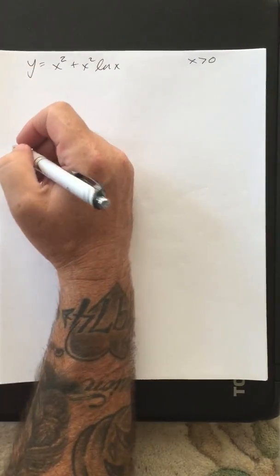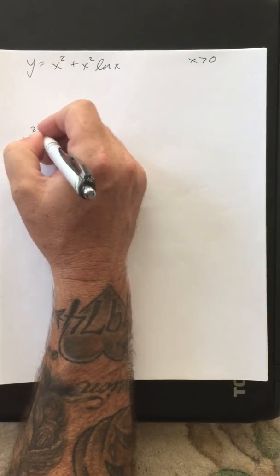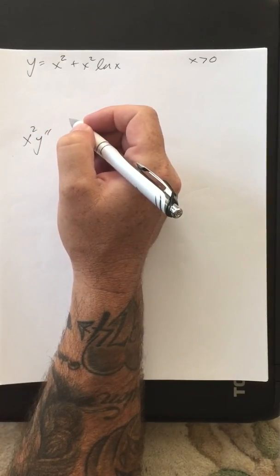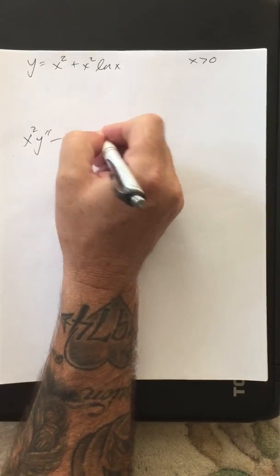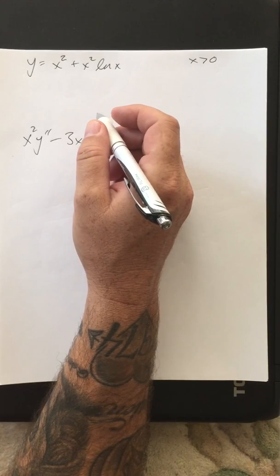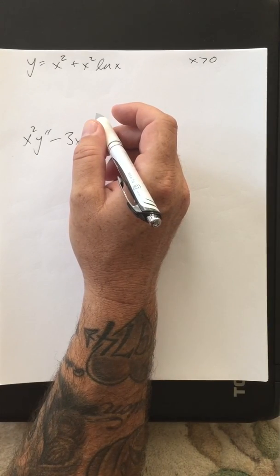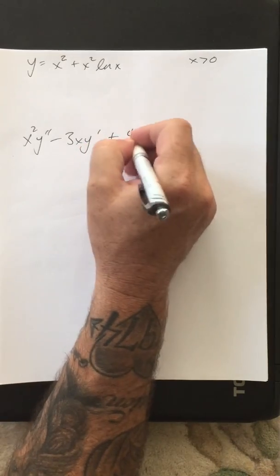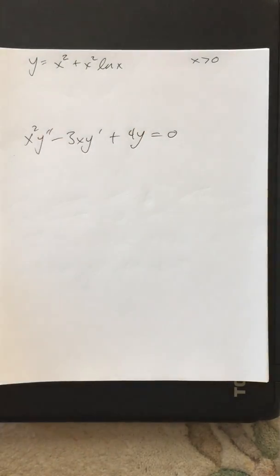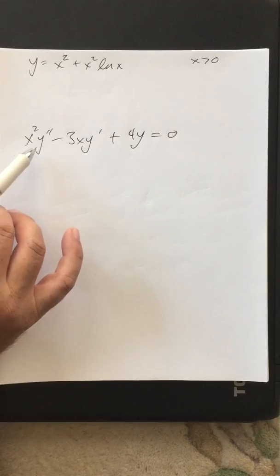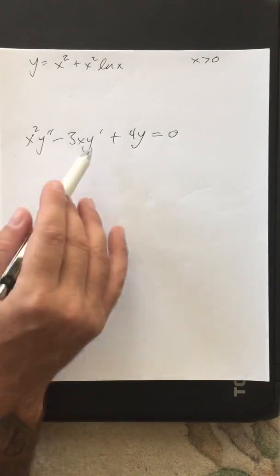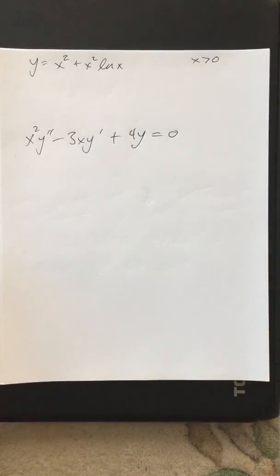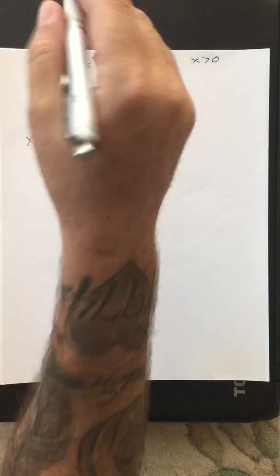Now let's look at our differential equation. We have x squared y double prime minus 3x y prime plus 4y equals 0. So look at the y terms, and that's what you need to plug in. You need y double prime, you need y prime, and you need y. We already have y, it's right there. So how do you find y prime?